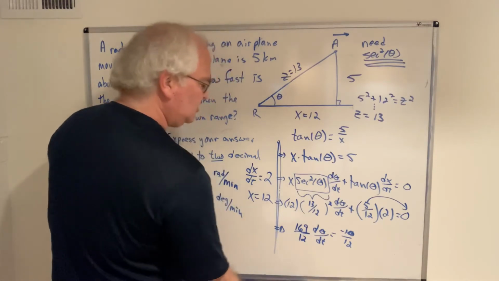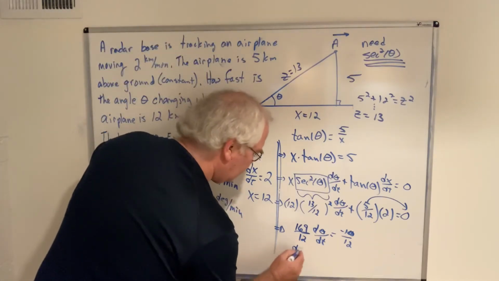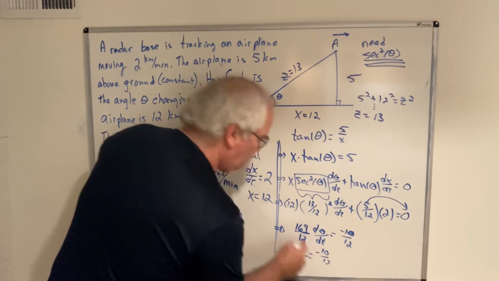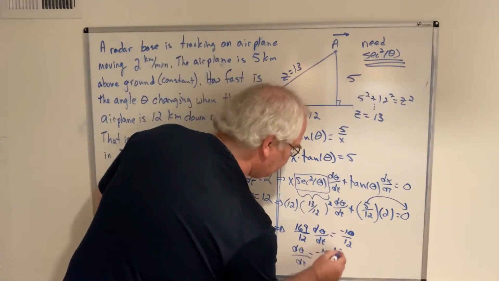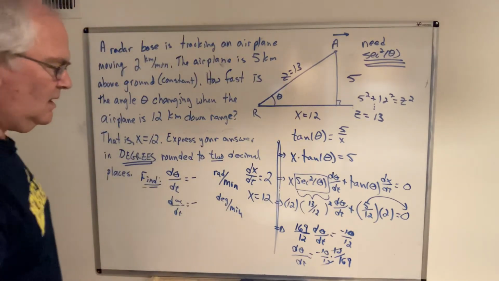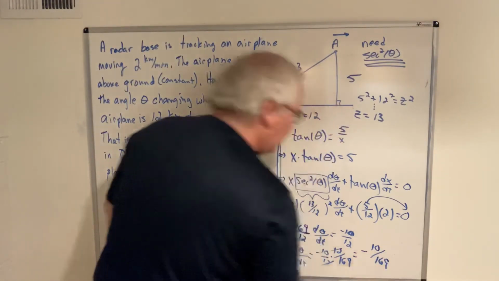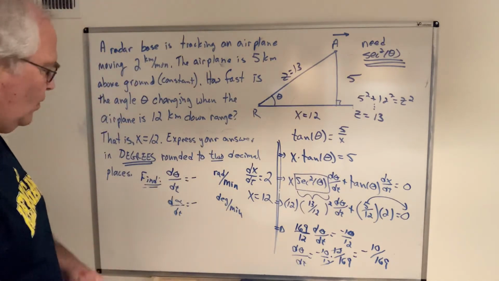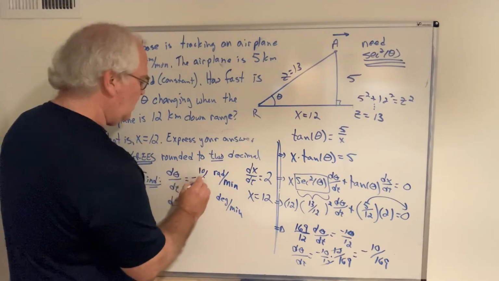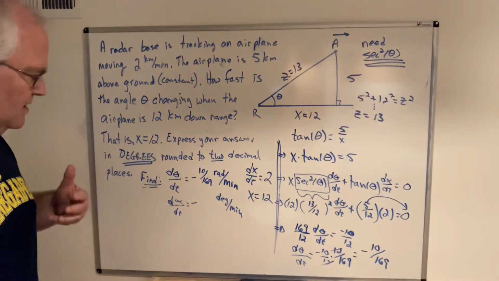How do you divide by a fraction? The way you divide by a fraction is you multiply by the reciprocal. And so dθ/dt is negative 10 over 12 multiplied by the reciprocal. That's times 12 over 169. The 12s cancel. And so what we end up with is negative 10 over 169. And that is in radians per minute. So that's negative 10 over 169 radians per minute.